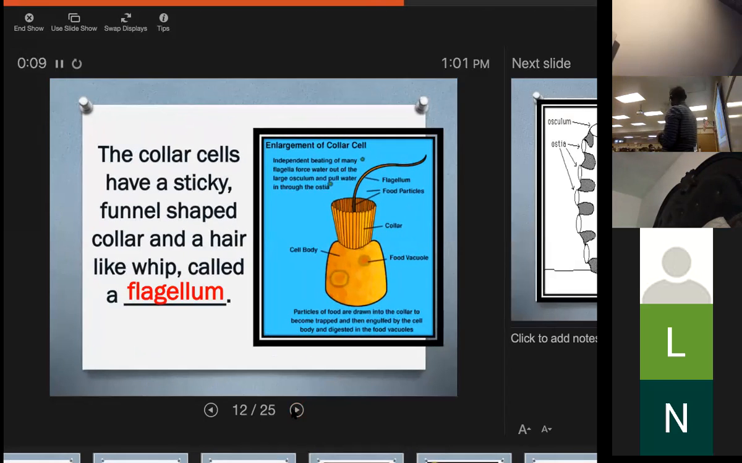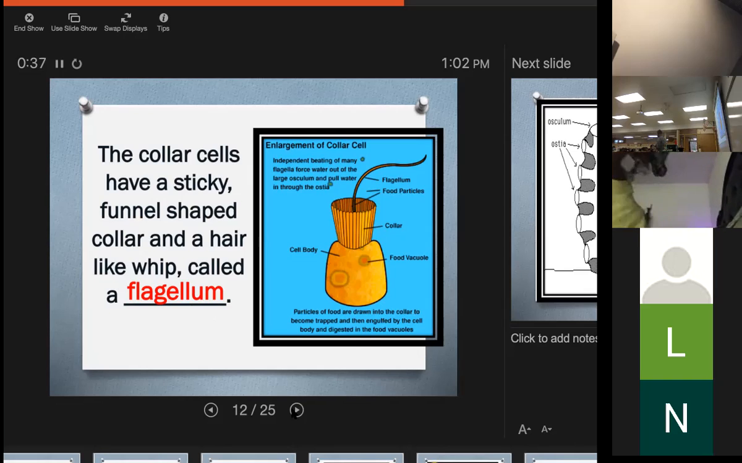So the flagellum then is what beats back and forth. It creates the current through the sponge. And then you've got the cell body here. So how big are the things that these guys are eating? Yes, microscopic. So they're eating things like plankton, bacteria, small single cell living things, not very big at all. So they need to be in very nutrient rich water to be able to survive.